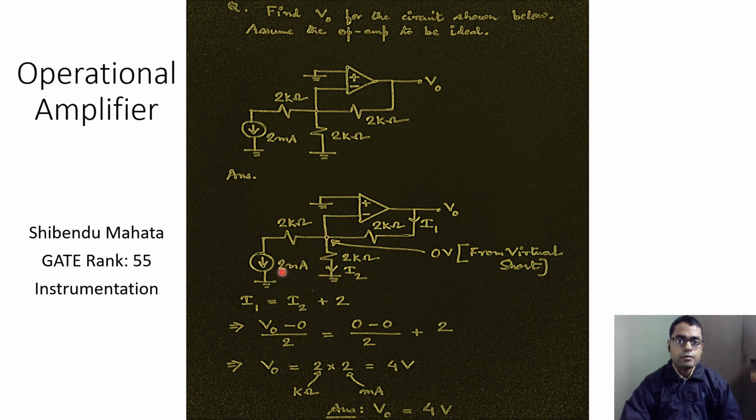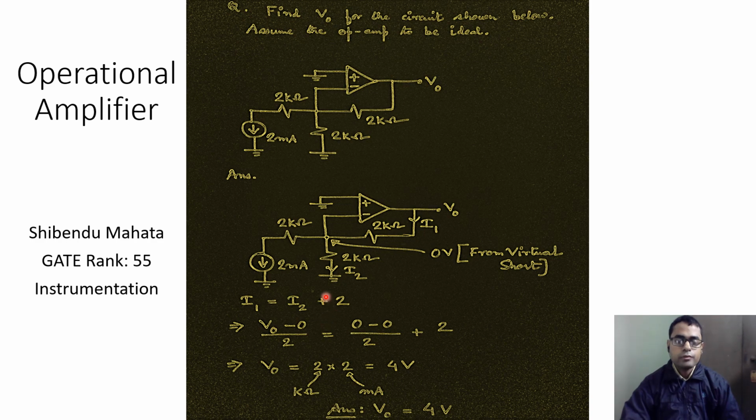This node being at 0 volt and the other node being at 0 volt is irrelevant when you have a constant current source. Now, because this is a constant current source of 2 milliampere value, no matter what we do, the current through this branch will always be equal to 2 milliamperes. And therefore, it is easy to note that the current I1, which can be written as I2 plus 2 milliampere, is actually equal to 2 milliampere only, because the current I2 is equal to 0.